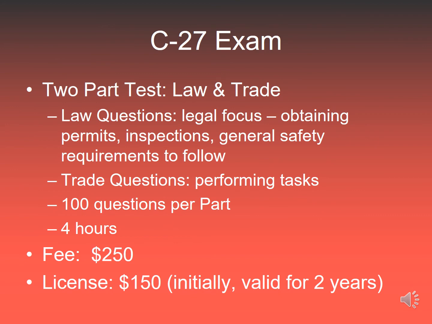All right, the C27 exam is 2-part. There's laws and trade. The law questions are a legal focus: how to obtain permits, how to handle inspections, general safety requirements to follow. And there are also trade questions. Those are the things we talk about mostly in this program, the environmental horticulture program. How do you perform the tasks involved in landscape contracting? There's 100 questions per part. It takes about 4 hours. It costs $250.